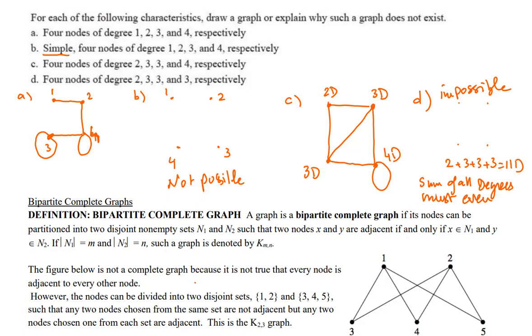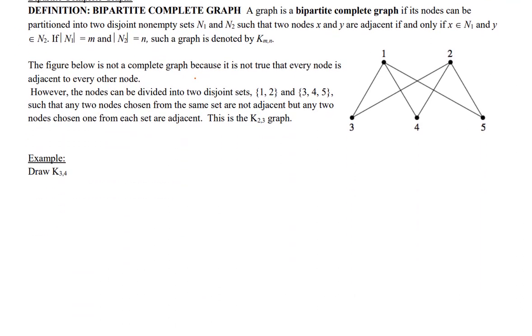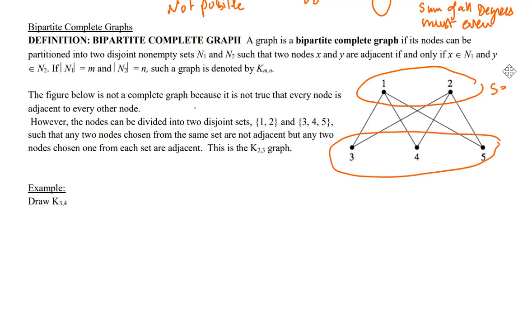Okay, so here we review the simple graph and degrees. So now let's see, what is a bipartite complete graph? Here is the definition. A bipartite complete graph is a graph that can be partitioned into 2 disjoint non-empty sets. So basically we need 2 sets of nodes. In set 1, each node is connected with every node in set 2. We can call them N1 and N2 if you want.